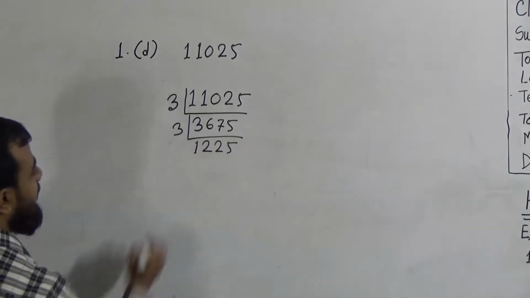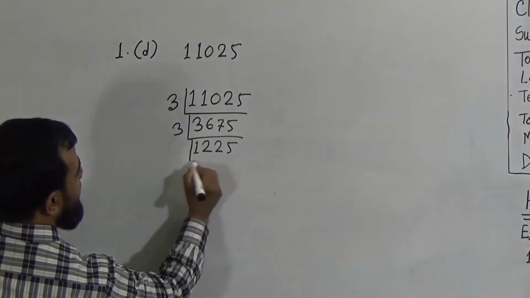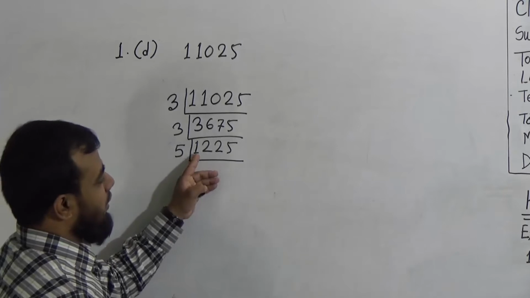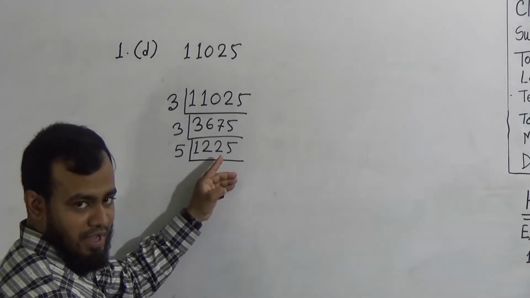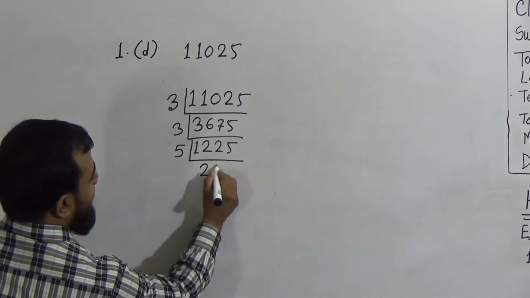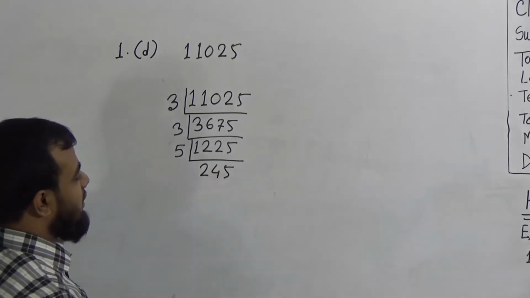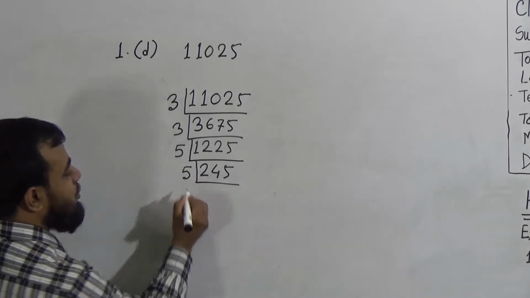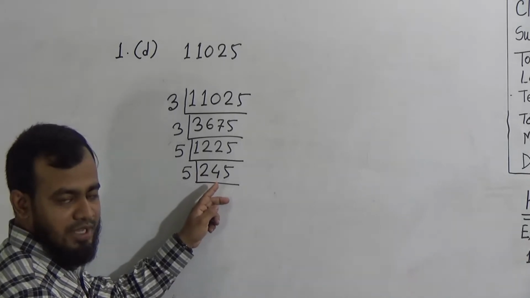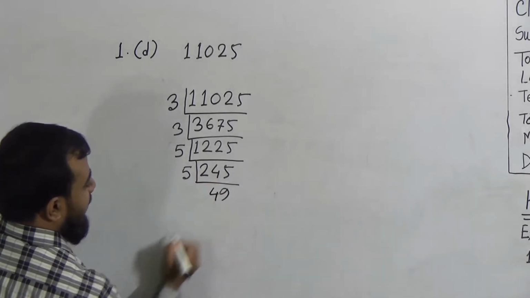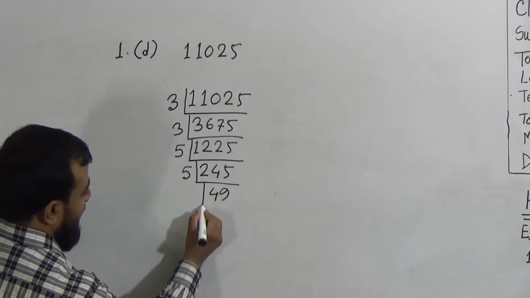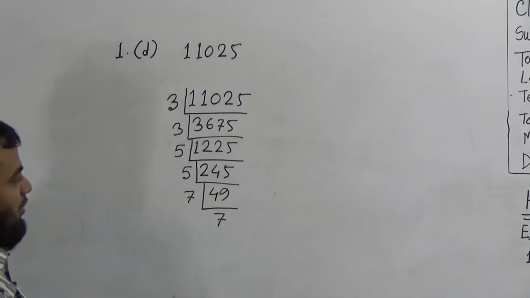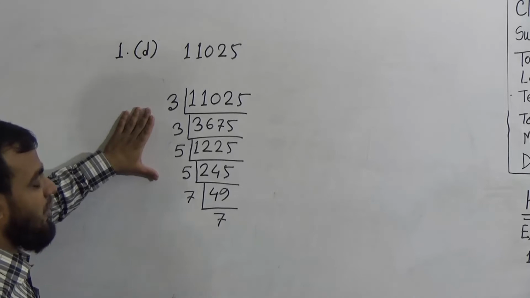1,225. Now this number 1,225 can be divided by the prime number 5. If we divide 1,225 by 5, we will get 245. My dear students, now this 245 we can divide by the prime number 5 again. If we divide 245 by 5, we will get 49. Now if we divide this 49 by the prime number 7, we will get 7 as a prime number. Now resolving into prime factors is done.